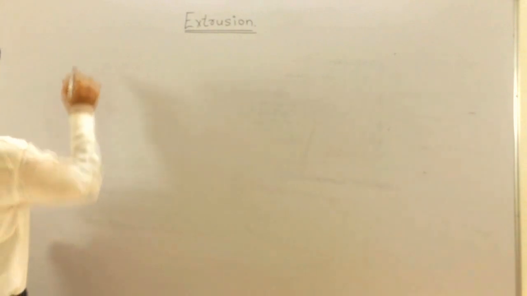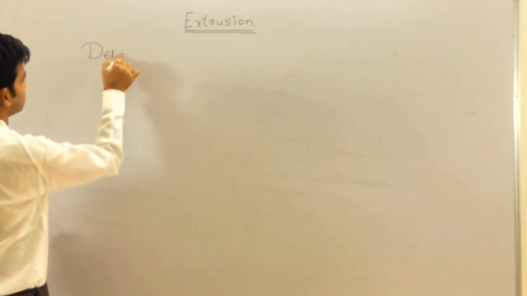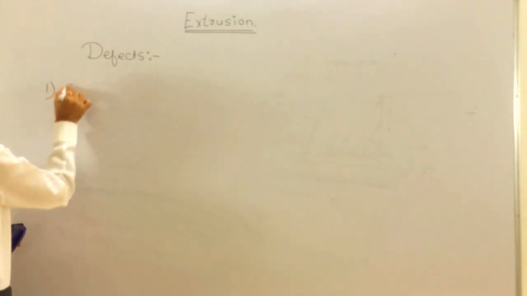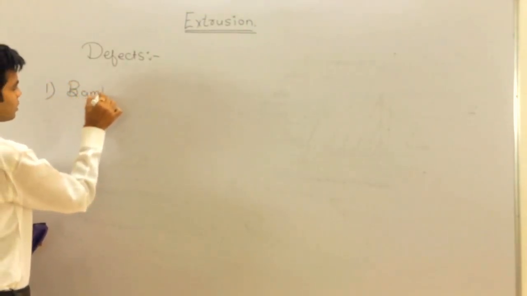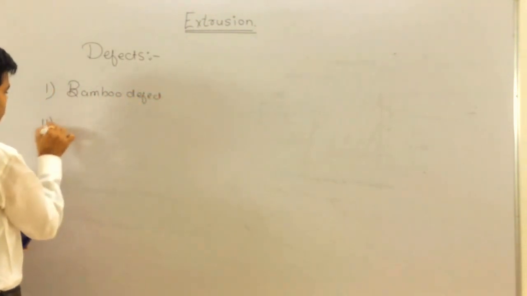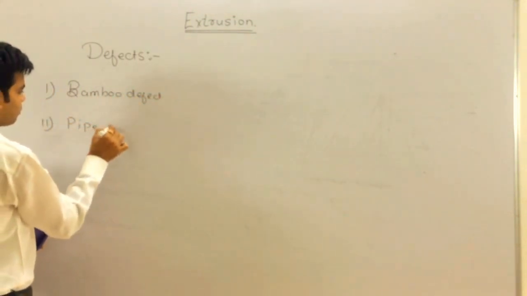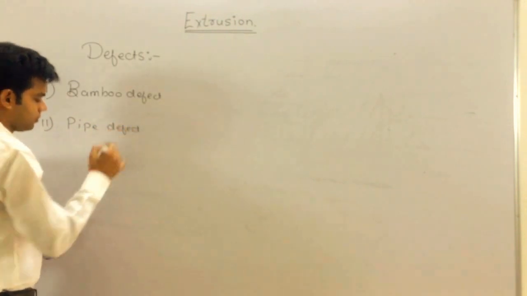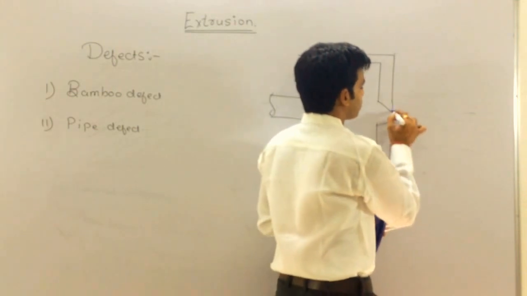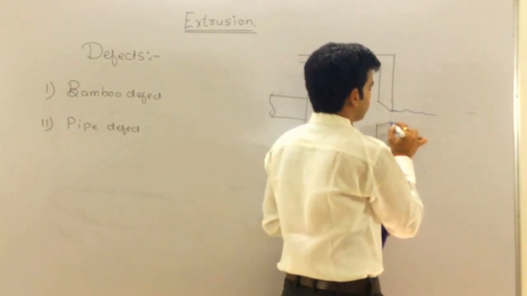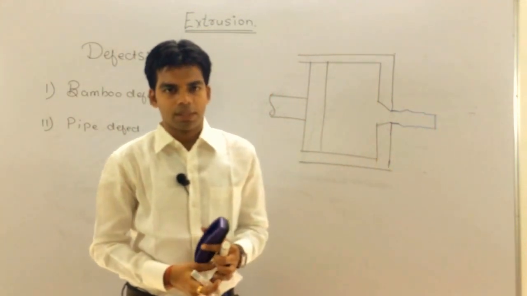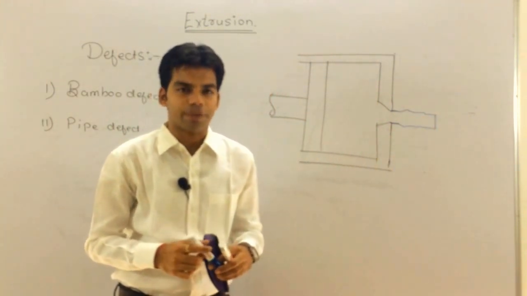Next is the defects. Defects of extrusion process. There are basically two types of defects. First is the bamboo defect, and second is the pipe defect. Now what is a bamboo defect? In bamboo defect, the final shape of the component is non-uniform. The cross section of the final shape is non-uniform, like a bamboo. This defect is known as the bamboo defect.